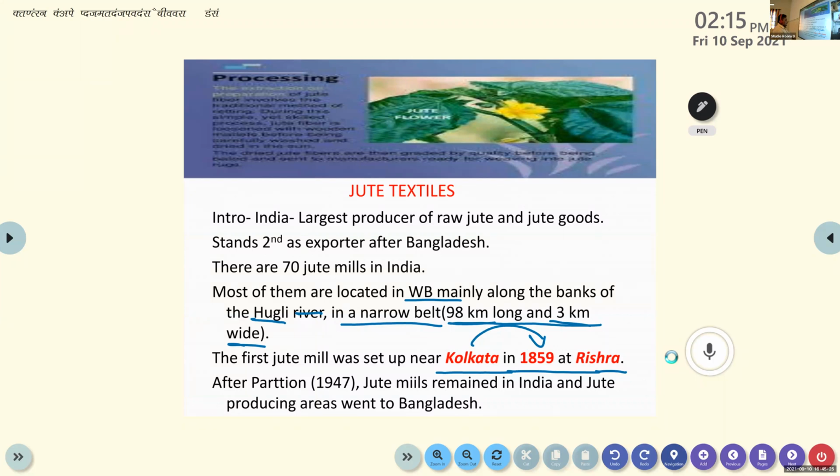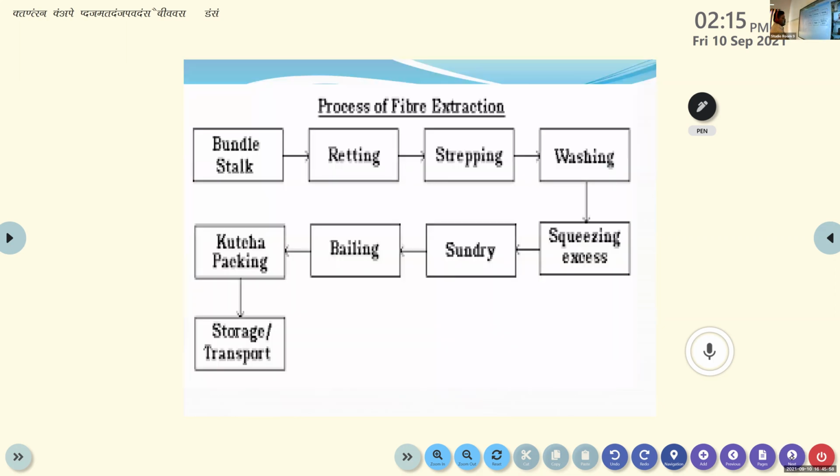You want to remember one thing: the first jute mill in India was set up in the year 1859, in Kolkata. The place name is Rishra. The same thing is there in your textbook; please underline that. After the partition of 1947, a peculiar situation: the jute mills, the processing units, remained in India, but the raw jute producing areas went to Bangladesh, the Eastern Pakistan at that time. Please keep that idea in your minds.